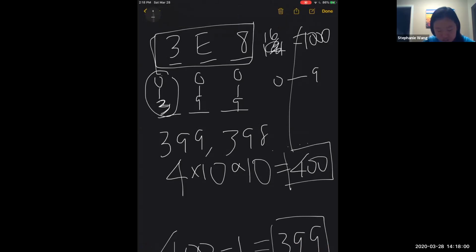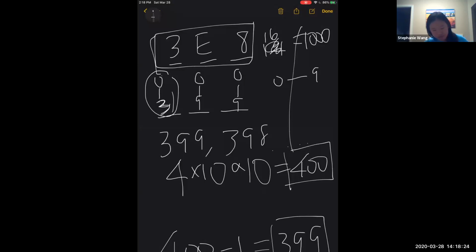Yeah, after you convert it to base 16, you get 3E8, and that would be hexadecimal form for 1000. And you're trying to find all of the numbers that in hexadecimal form are all digits. So we know that the hundreds digit can be anywhere from 0 to 3, and the tens digit can be anywhere from 0 to 9, and the ones digit can be anywhere from 0 to 9 as well.